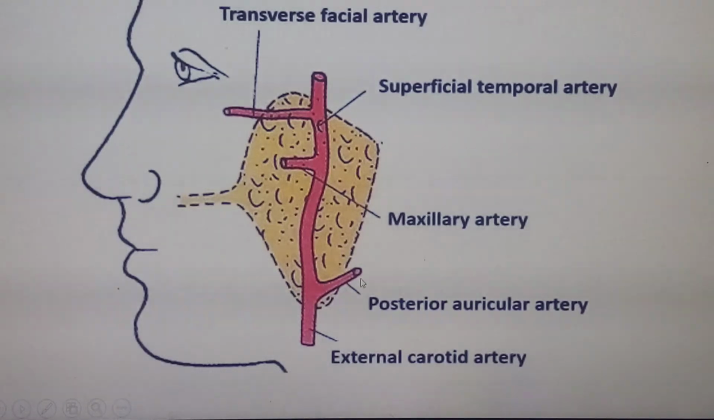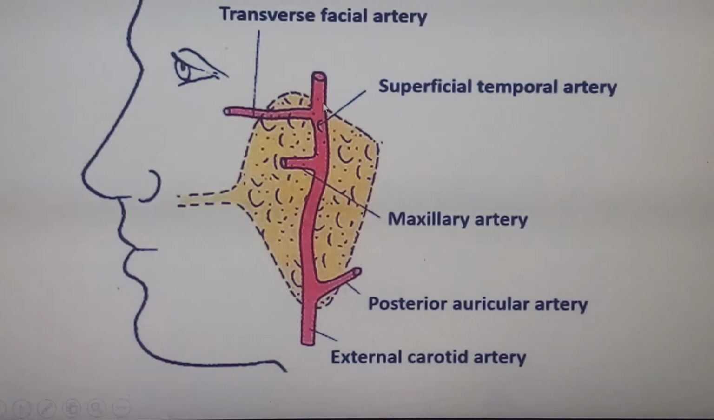Then beyond that, it gives a branch to the posterior aspect, which we call the posterior auricular artery, running through the substance of the parotid gland. Then it continues and gives the maxillary artery, one of the largest branches of the external carotid artery. Then beyond that, we see the superficial temporal artery, going to the temporal area.